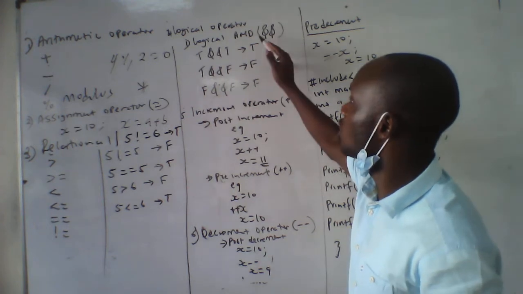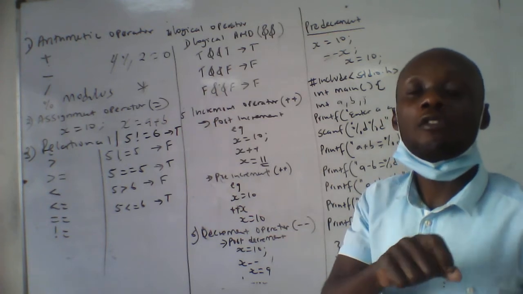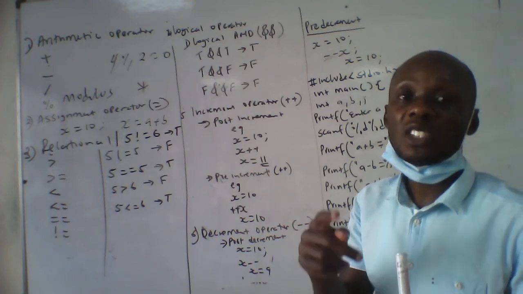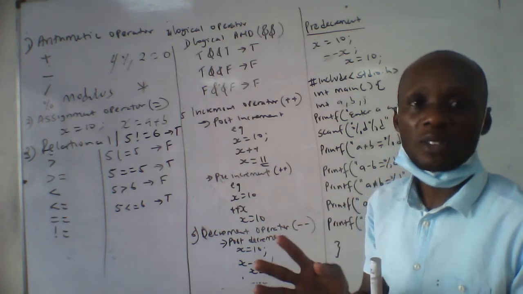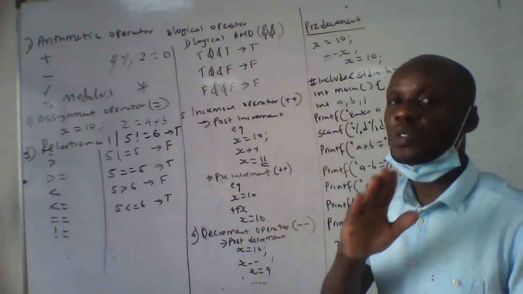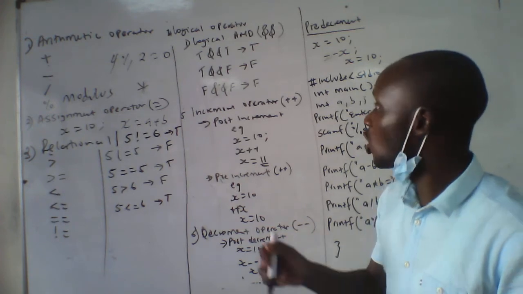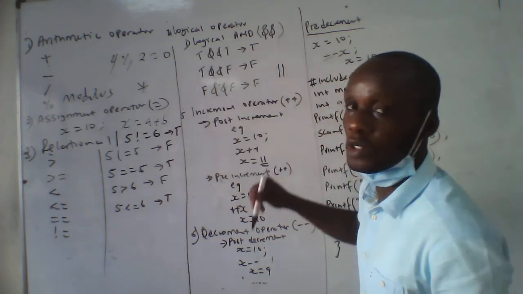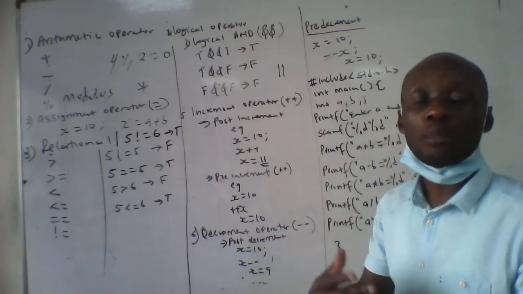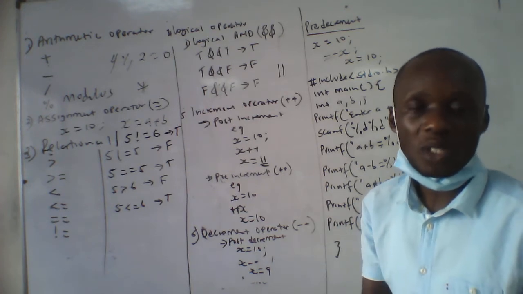The first one is logical AND. Logical AND will give you a true if all the inputs you are giving it are true. If you are giving it 4 inputs and one of them is false, it will give you a false. If you are giving it 2 or 3 inputs and all of them are true, it will give you a true. Otherwise, it will give you a false. The next one is logical OR. The symbol for logical OR is two vertical lines. Logical OR will give you a true if one or both of the inputs is true. If we give it 3 inputs and one of them is true, it will give you a true.